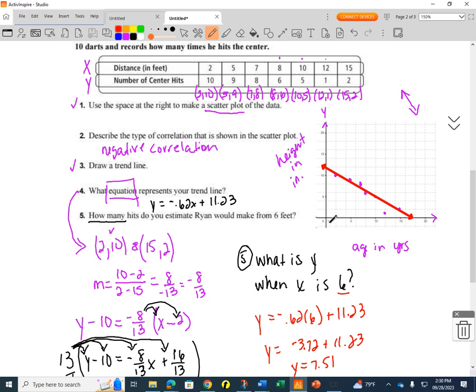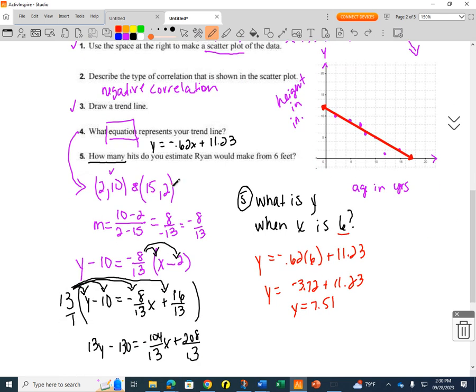Let's look on our graph here and see. So how many hits do you estimate he would make? And we would say 7 to 8 hits, because 7.5 could be 7 or 8. So let's look. When x is 6 on our graph, let's see if it looks like it would be in that scatter plot somewhere. When x is 6, is y about 7.5? Well, let's go up and see. 2, 4, 6, and you can see it's about right. 7.5 would be almost right on our trend line. So that would be the answer to number 5.